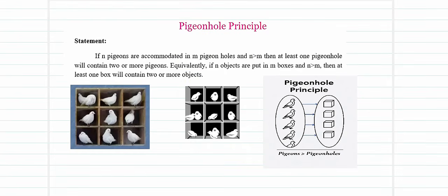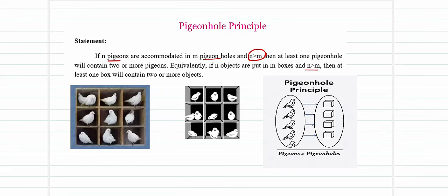So first, what is meant by the pigeonhole principle? The statement goes like this. If there are n pigeons which are going to be accommodated in m pigeonholes, and we have that n is greater than m, that is, the number of pigeons is more than the number of holes present, then at least one pigeonhole will contain two or more pigeons. Equivalently, if n objects are put in m boxes with n greater than m, then at least one box will contain two or more objects.